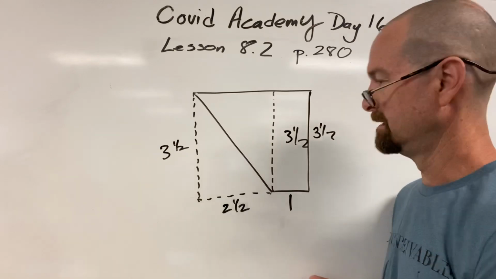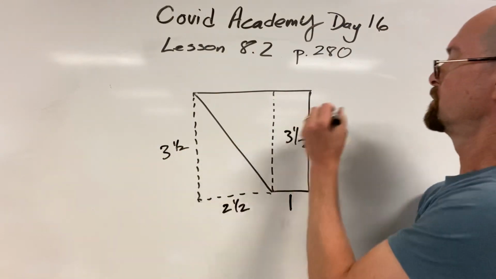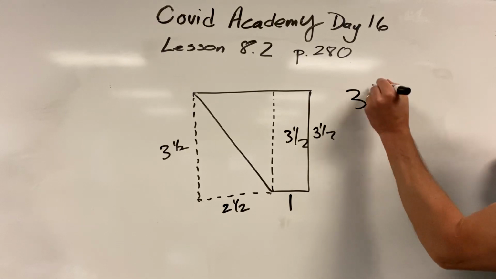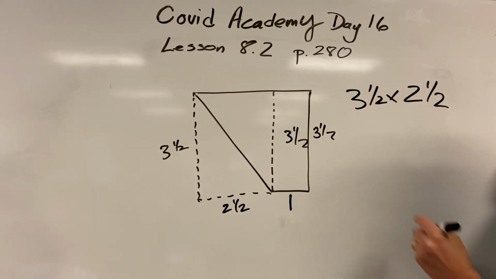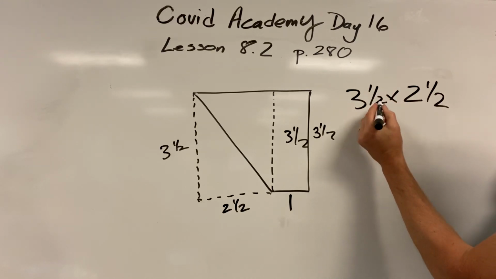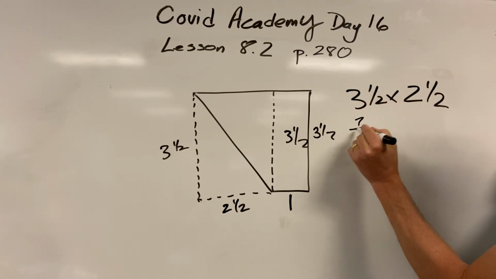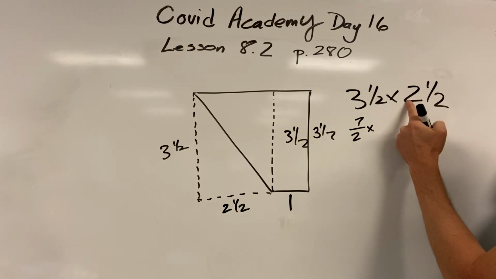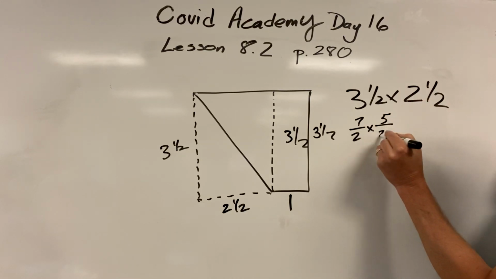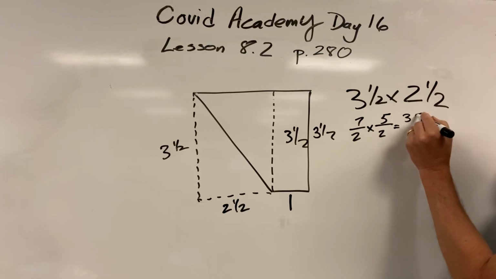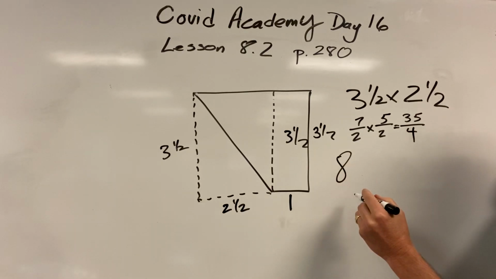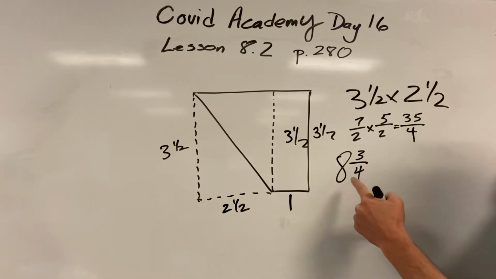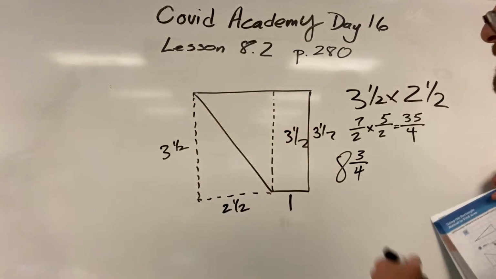Sorry, it's not fun. So let's do it. I'm gonna make it improper. So let's do 3.5 times 2.5. Can you see that? Sure you can. Let's make them improper. I like it. 2 times 3 is 6, 1 more is 7, so 7 halves times 2 times 2 is 4, 5 halves. So we get 35 divided by 4. How many 4s fit into 35? 8 of them do. 8 times 4 is 32, so there's 3 left over. 8 3/4. So this whole thing is 8 3/4.